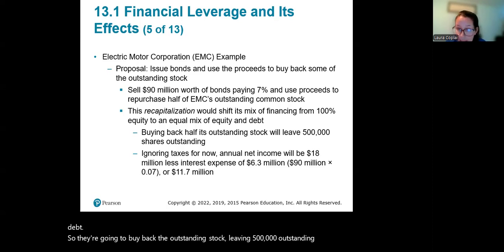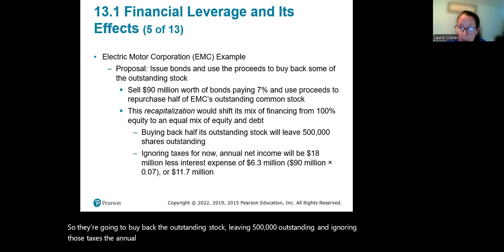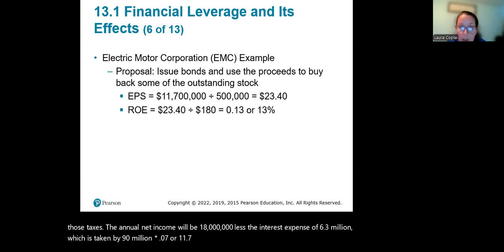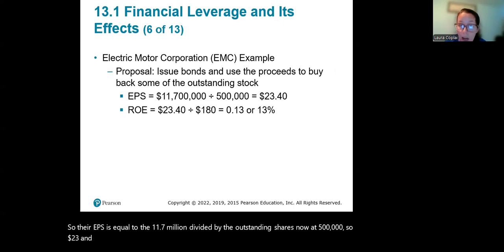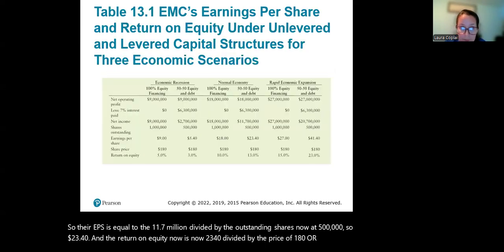And ignoring those taxes, the annual net income will be 18 million less the interest expense of 6.3 million, which is taken by 90 million times 0.07, or 11.7 million. So their EPS is equal to the 11.7 million divided by the outstanding shares now at 500,000, so $23.40. And the return on equity now is 23.40 divided by the price of 180, or 13%.